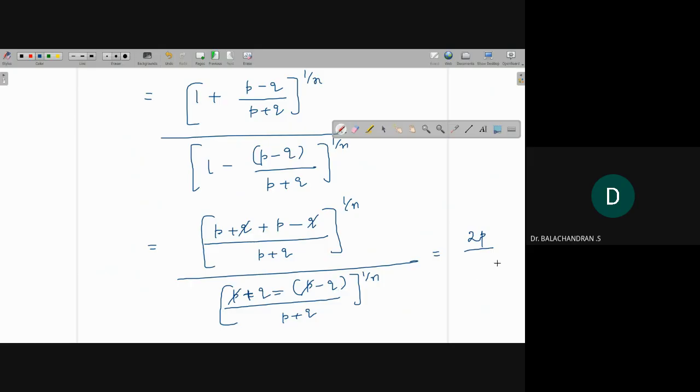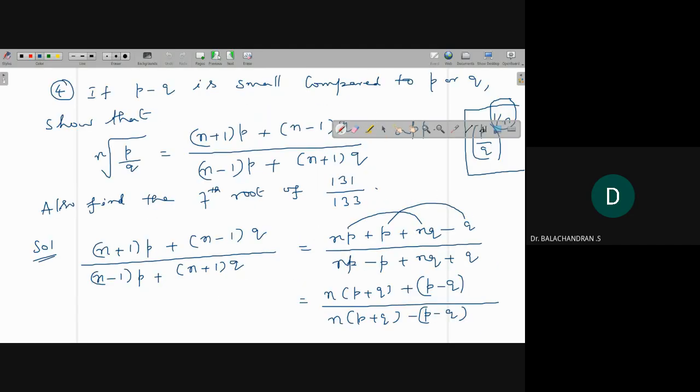divided by 2Q, whole power 1 by n, or P by Q whole power 1 by n. So this is the required, that is the left hand side. Okay, left hand side is what? P by Q whole power 1 by n.